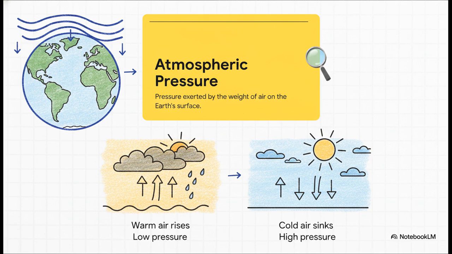Atmospheric pressure is literally the weight of the air pressing down on the Earth's surface. And here's where it gets really dynamic. Air pressure changes based on temperature. In hot areas, the air heats up, expands, and rises. This creates a low-pressure zone, which is typically your cloudy, wet weather. Conversely, in cold areas, the air is heavy and sinks, creating a high-pressure zone, bringing clear, sunny skies.